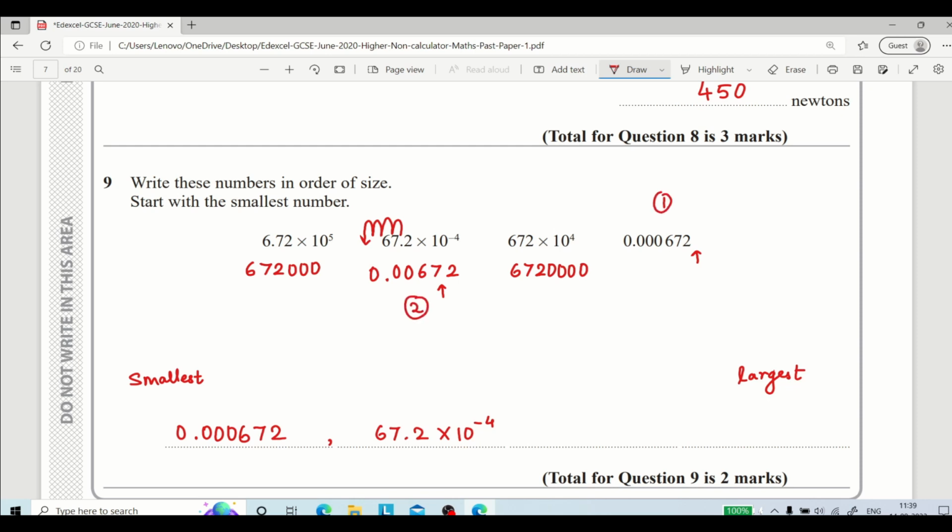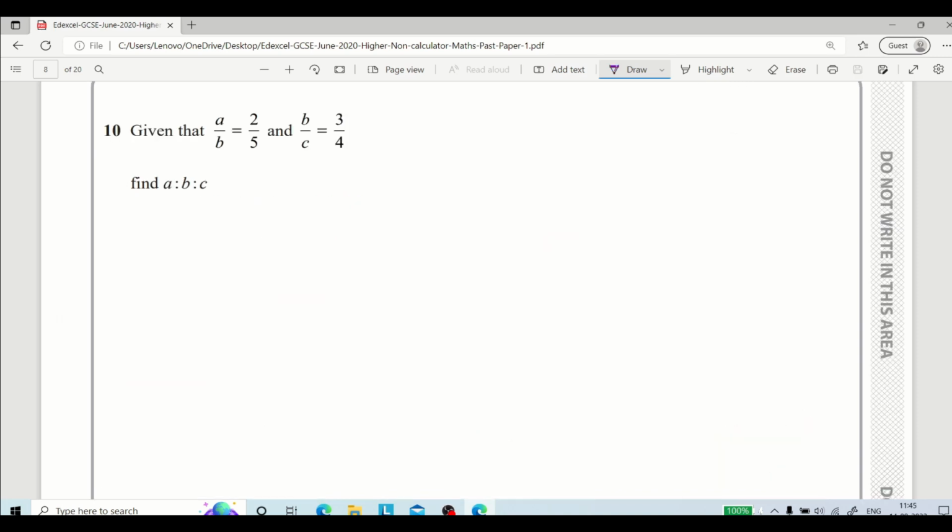Now moving on to a third part. This is the third one and this is the fourth one. So you just need to write down the final answer, 6.72 into 10 raised 5 and 672 into 10 raised 4. Okay, so starting with this one.